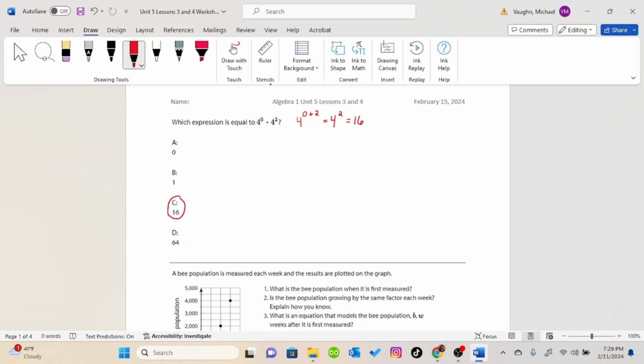If you wanted to verify, anything to the power of 0 is 1. So 4 to the 0 power equals 1, and 4 squared equals 16. So if we did 1 times 16, we would still get 16.